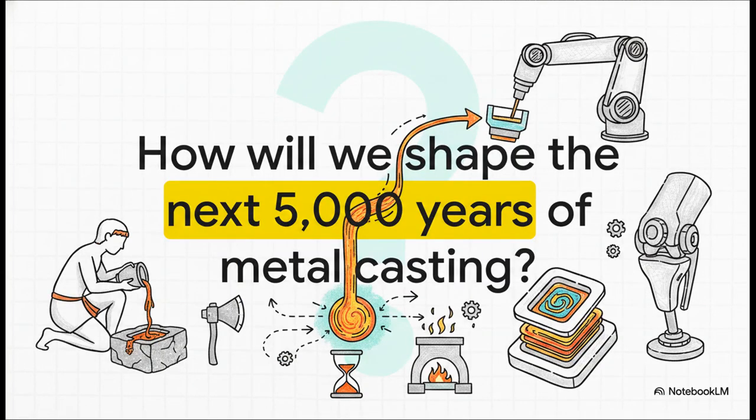Which brings us to our final thought. I mean, we started with ancient humans coring copper into carved stones 6,000 years ago, and we ended up with robots pouring titanium into vanished wax shells for bionic knees. Today, things like additive manufacturing and 3D printing are already being used to print sand molds and complex patterns directly from digital files, completely skipping the traditional tooling phase. So the question I leave you with today is this. As digital printing merges with this ancient art of shaping liquid fire, how are we going to shape the next 5,000 years of metal casting?